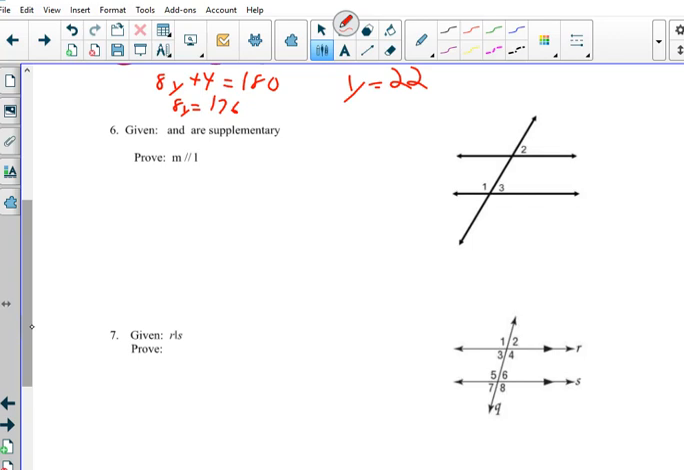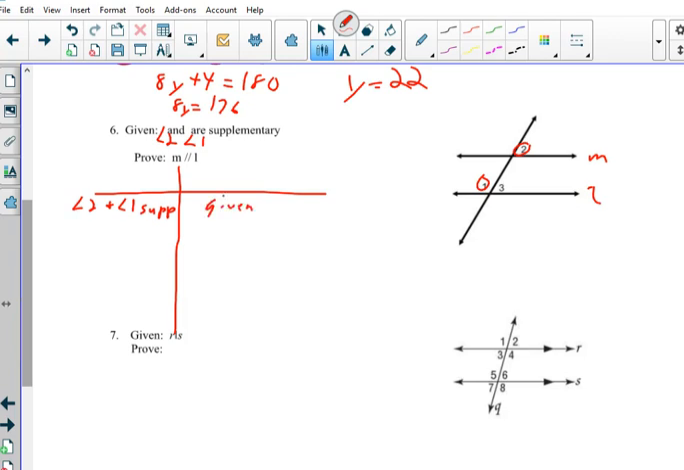Okay, so it says here, given angle 2 and angle 1 are supplementary. Prove that M and L are parallel. Okay, that's what we're trying to prove. So, a little bit of work here. We're given that 2 and 1 are supplementary. That's given.